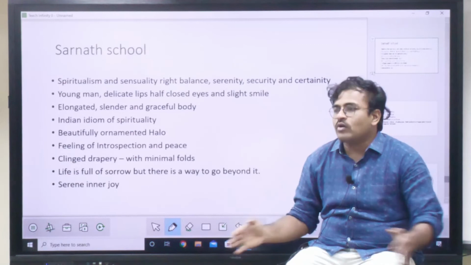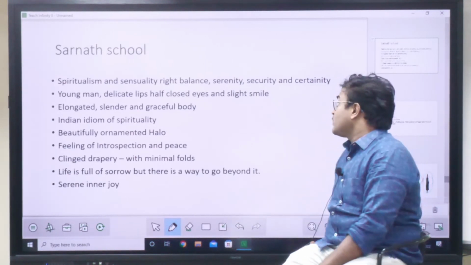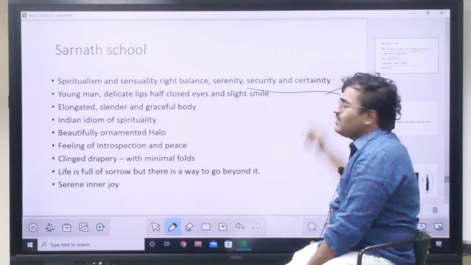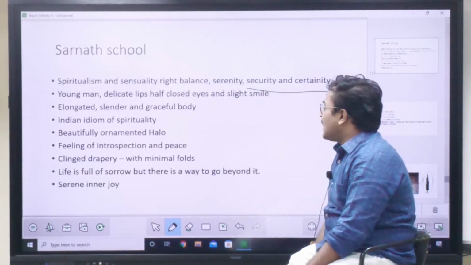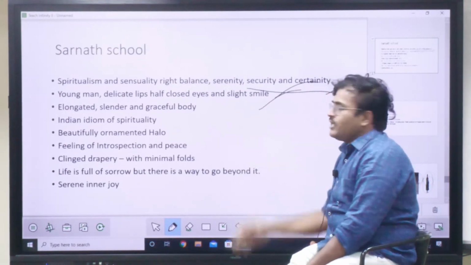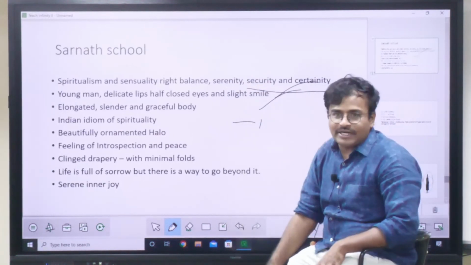It is a blend of both sensuality and spiritualism, and it shows some element of serenity, security, and certainty. A young man with delicate lips, half-closed eyes, and a slight smile. Elongated, slender, and graceful body. And the Indian idea of how a spiritual guru should look is depicted here.